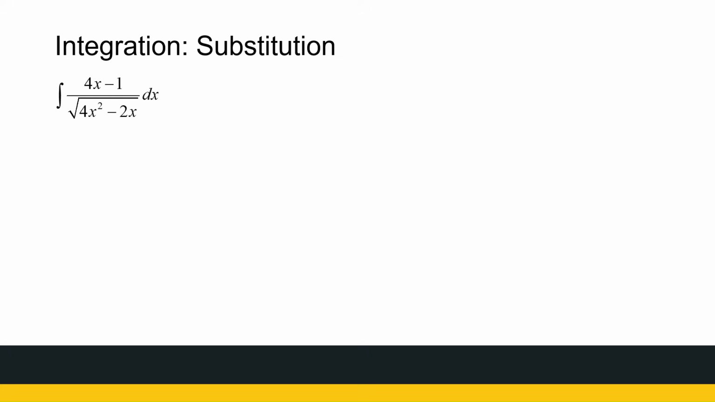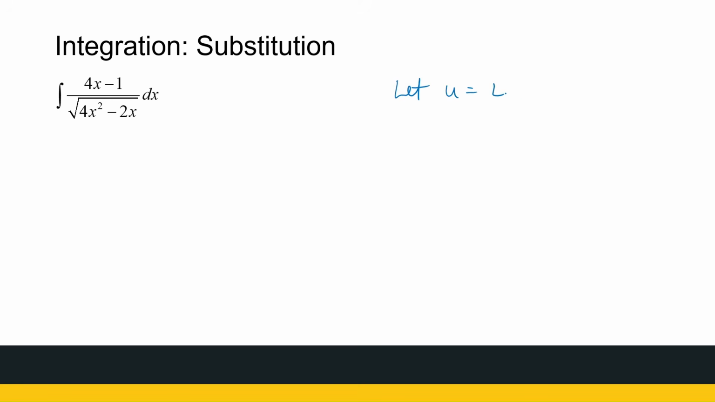So let's look at the following one. 4x squared minus 2x is under my root, and I've got 4x minus 1 divided by that thing. So then we say, all right, do I have a function and its derivative present? Now the ugliest part there, the ugliest function, let's look at 4x squared minus 2x. The derivative of that is 8x minus 2. Do I have an 8x minus 2? Not really. But I've got something that looks very close to 8x minus 2. So let's see what we're going to do with that.